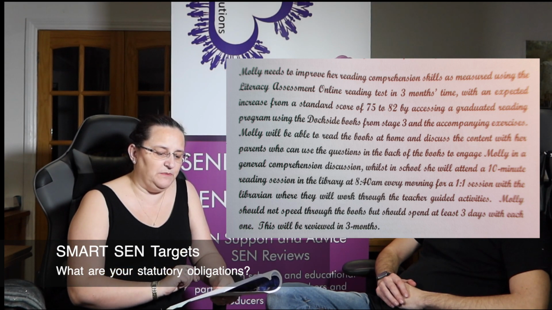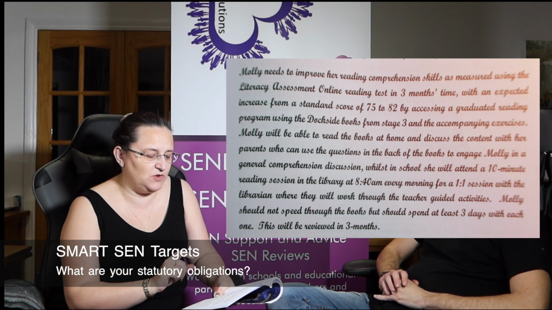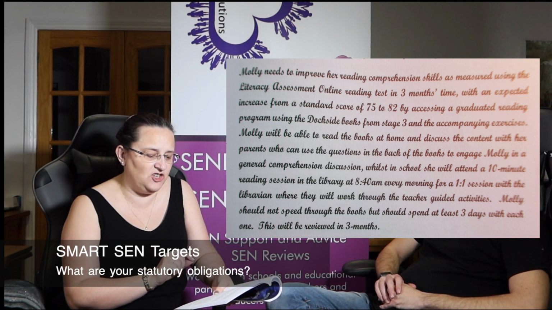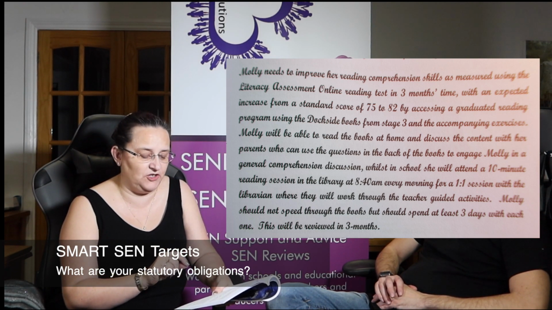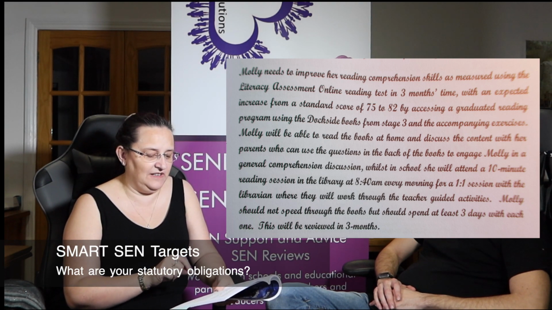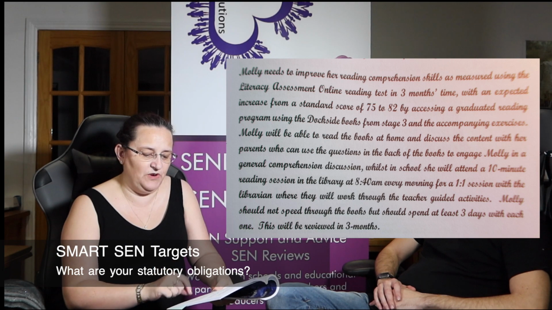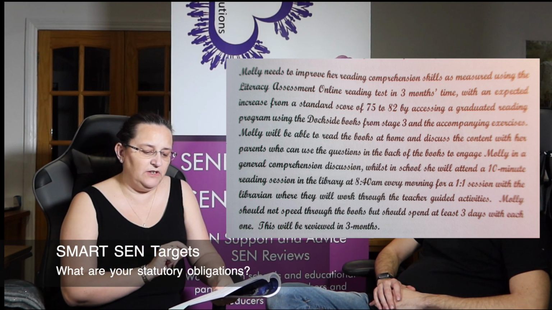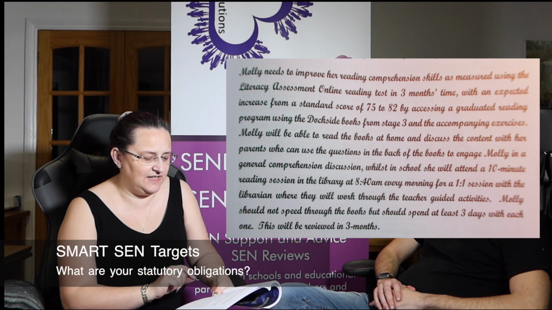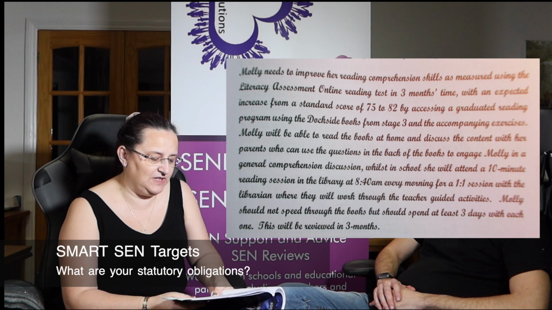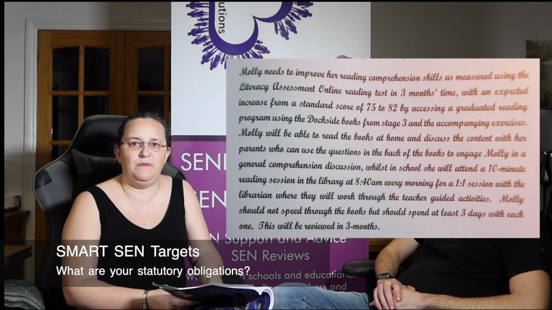Molly will be able to read the books at home and discuss the content with her parents, who can use the questions in the back of the books to engage Molly in a general comprehension discussion. Whilst in school, she will attend a 10-minute reading session in the library at 8:40 every morning for a one-to-one session with the librarian, where they will work through the teacher-guided activities. Molly should not speed through the books, but should spend at least 3 days with each one, and this will be reviewed in 3 months.